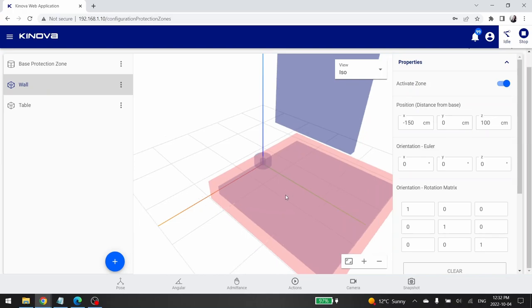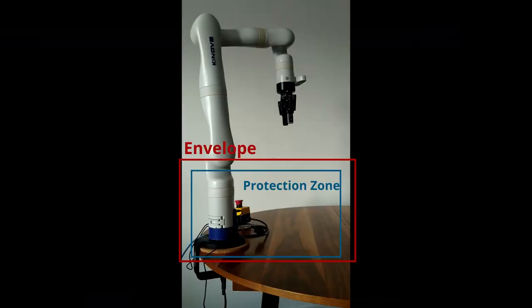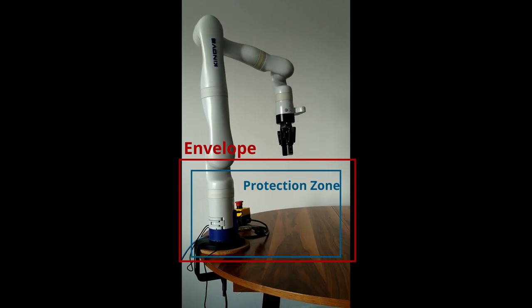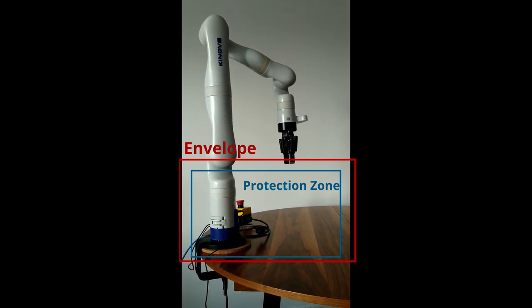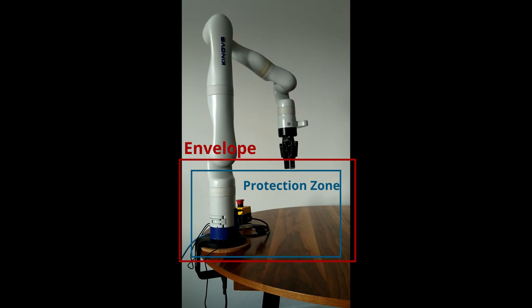And now I can try it in real. You can see that when entering in the envelope, the robot slows down to 5 cm per second. Then the robot completely stops when arriving to the protection zone.